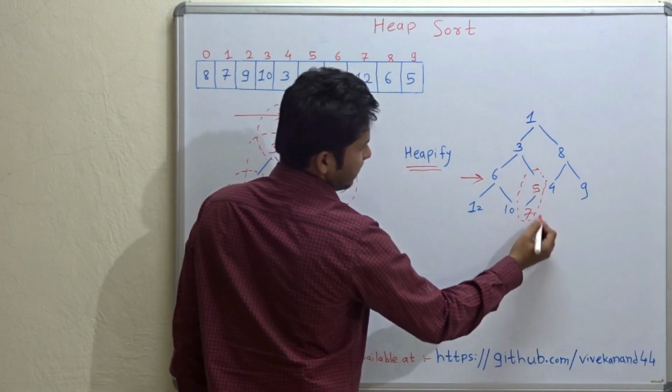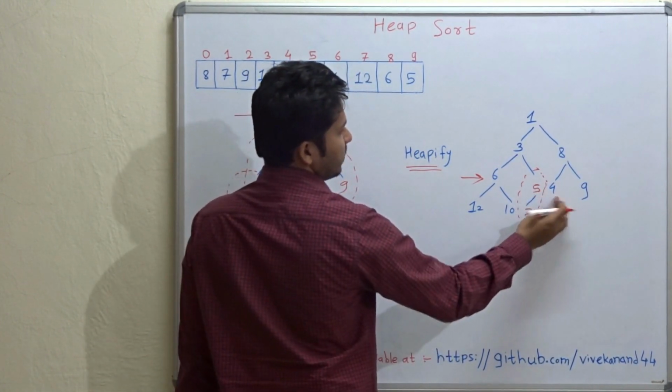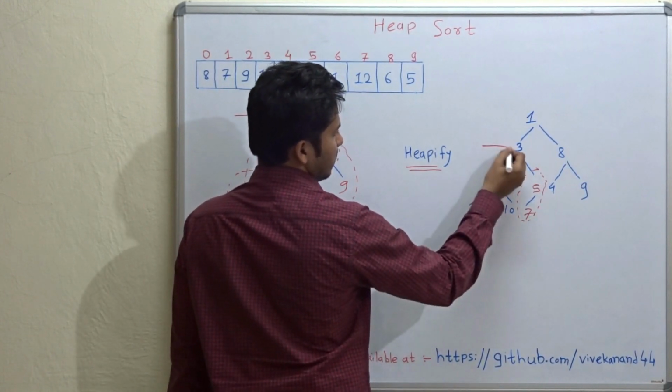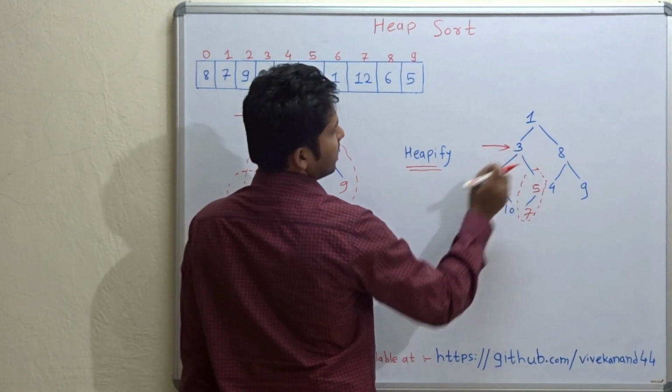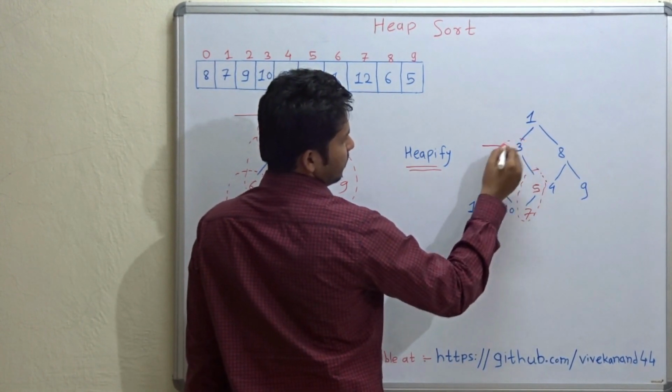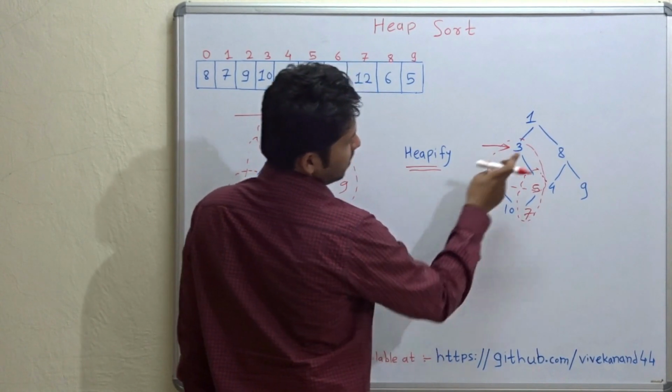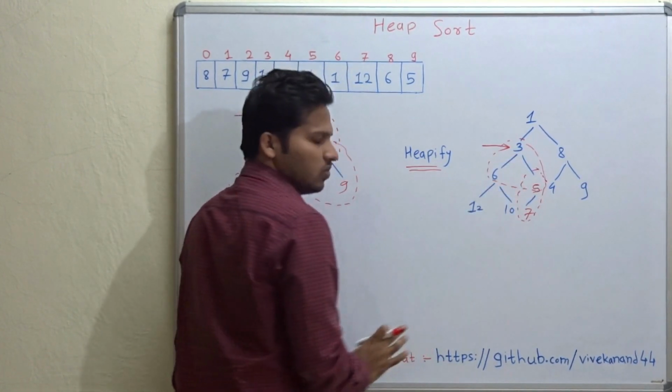5 comes here, 7. No problem with 4 and 9. Let's go up. So with 3. So out of these 3, is there any problem? 3 is less than 6 and 5. So there is no problem.